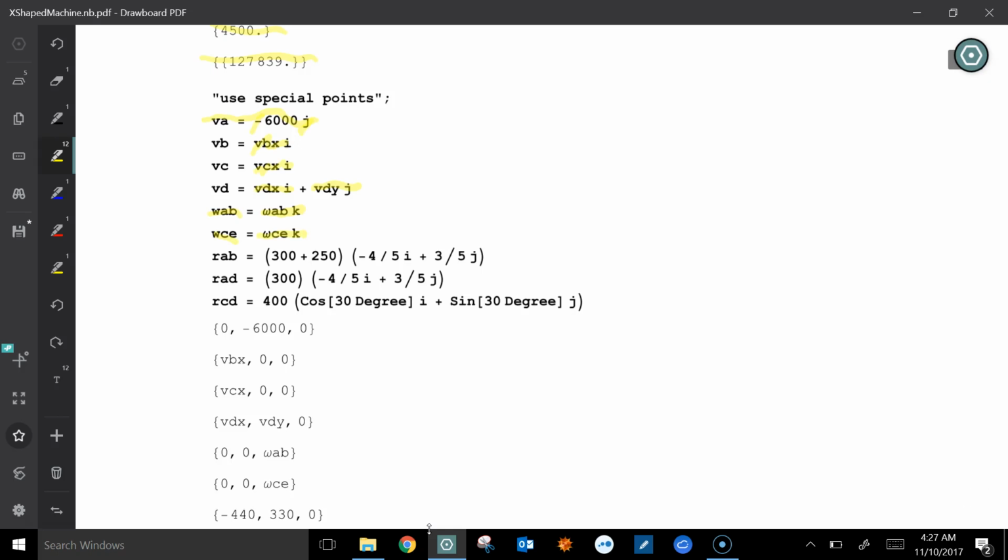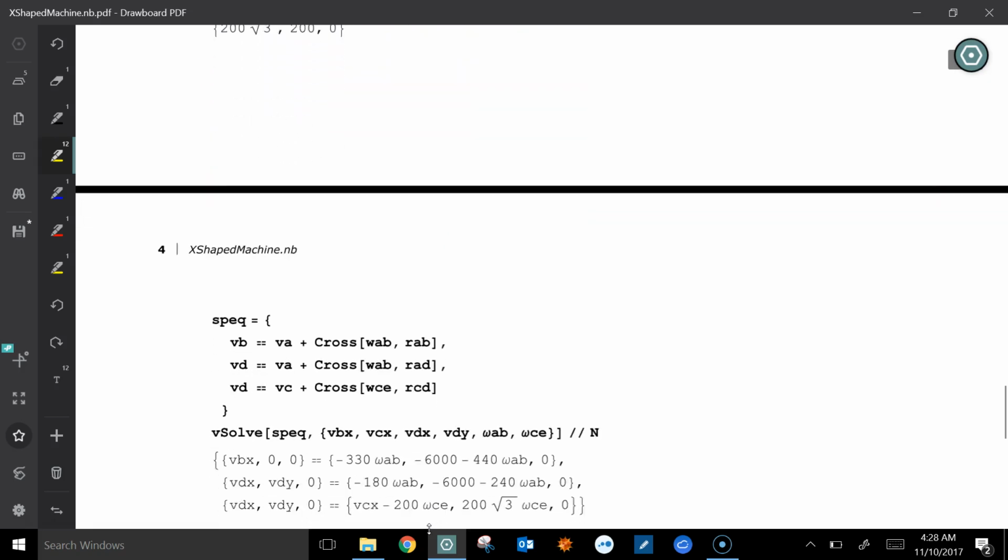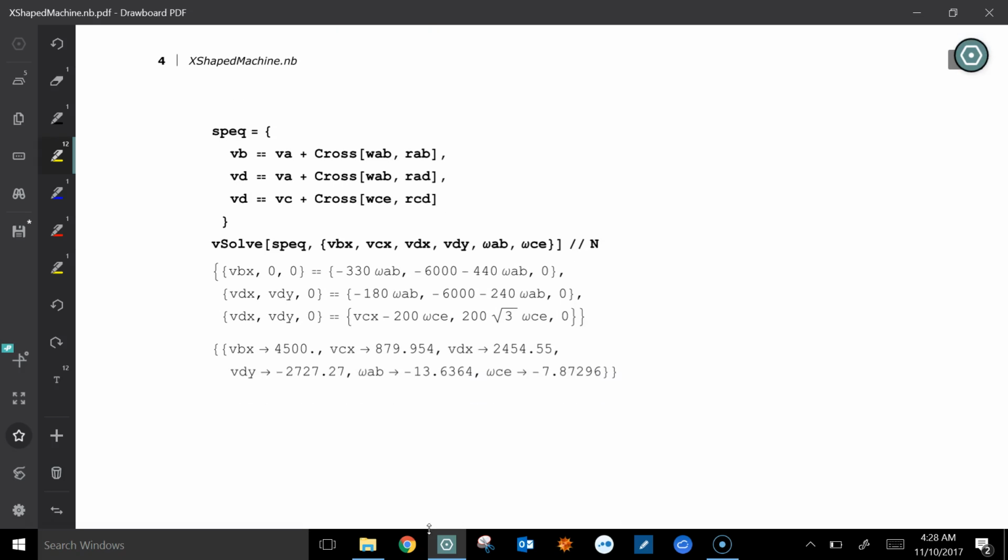Here are the R's that I need for the special point equations. You can get those from before. So RAB, I think I've got that one from the other, anyway. So it's 300 plus 250 from A to B, and here's your 3, 4, 5 triangle. AD, here's a 3, 4, 5 triangle. C to D, I'm using the cosine of 30. And you can do that because you're not going to differentiate the special point equations. So you execute that.